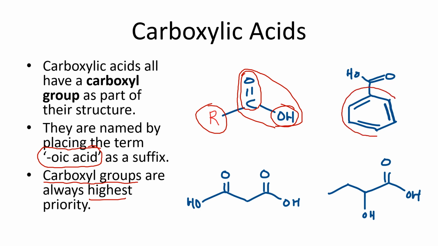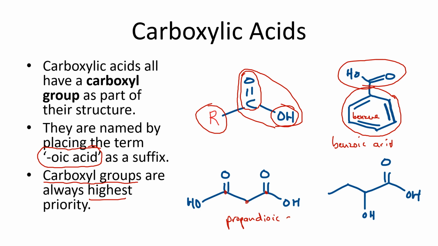So first off, as an example, you've got this cyclic aromatic compound called benzene. And with the carboxyl group, it's now benzoic acid. There you go. We've got two here on this 3-carbon molecule, so this is going to be propanedioic acid because it's on both ends. This one here has two functional groups, so it's butanoic acid.